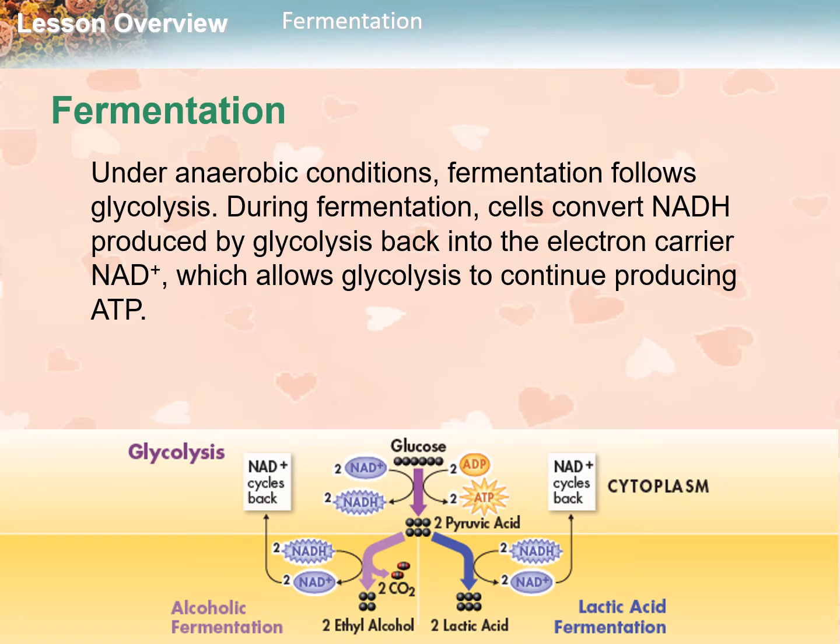So during the fermentation process, the cells convert the NADH produced by glycolysis, look at the figure, back into the electron carrier NAD+, which allows glycolysis to continue producing ATP. So here, from glycolysis you have produced the NADH from the NAD+, and then again this fermentation returns this NAD+ back into the glycolysis process so that it could continue to produce ATP.